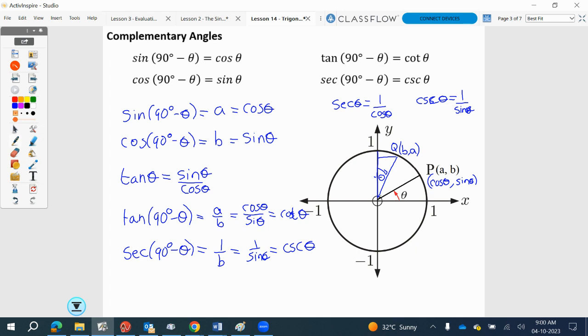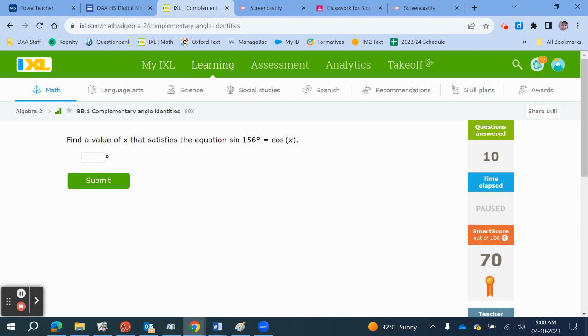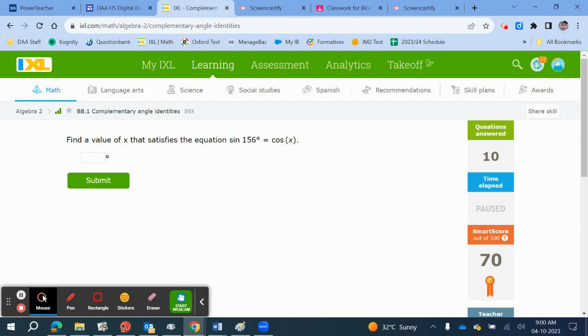So you have these simple relationships. We can use them to solve our problems. So here on the unit circle, we have to find the value of x that satisfies the angle here. So we use the complementary angle theorem for this one.